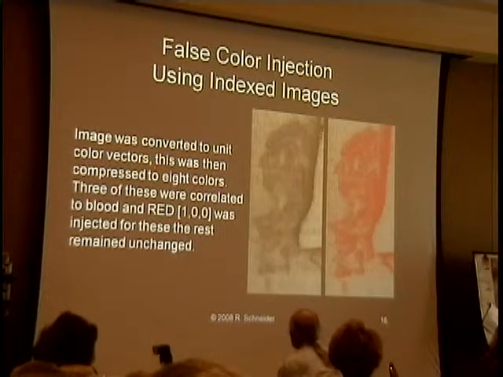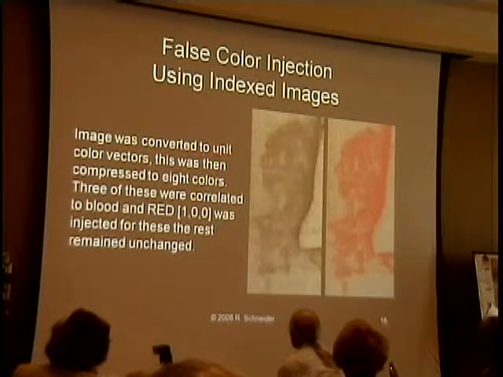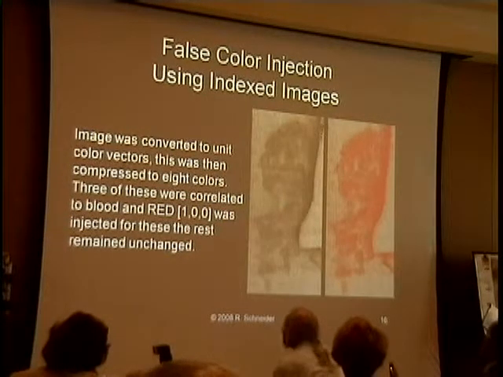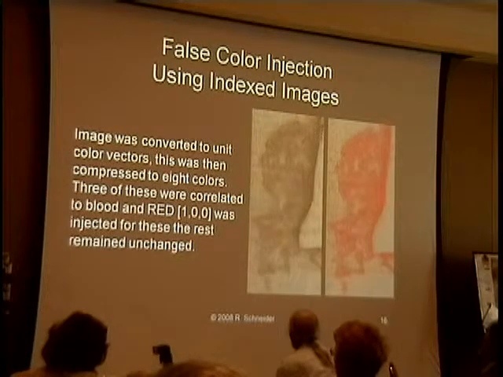Now in this particular case, there was an intervening step where I took this image and turned it into just unit vectors, which is just color. I took out the luminance. And then after breaking it into only 8 colors, I took 3 of the colors that seemed to be correlated with blood and just plugged red in for those colors. And you can see it did a nice job, but there are some problems.